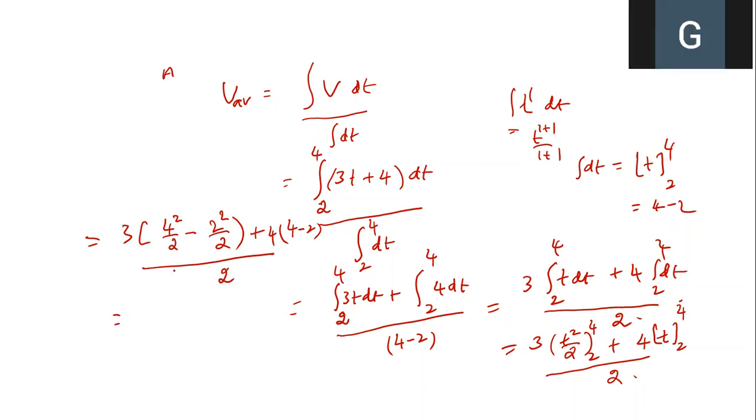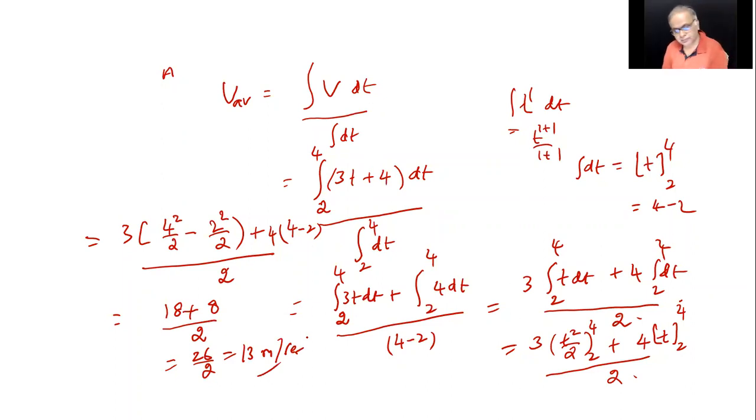3 by 2 into 4 square minus 2 square. How much? 16 minus 4, 12. So 3 into 12 by 2, how much? 3 by 2 into 12, 18. 18 plus 4 into 2, 8 by 2. 30.